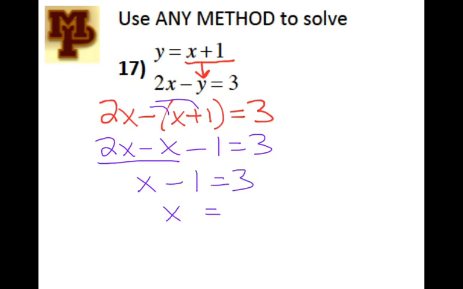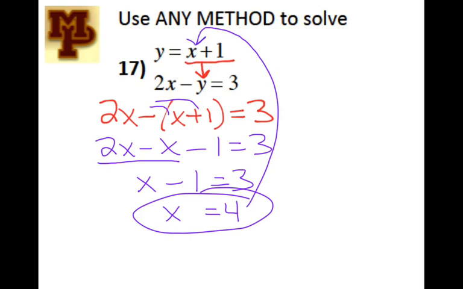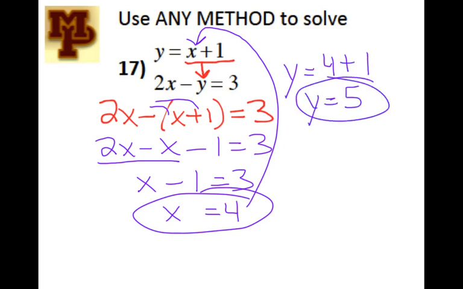2x minus x is just 1x, so just x, minus 1 equals 3. X equals, you add the 1 over, so x equals 4, and then you take that and you plug it in at the top equation, so we get y equals 4 plus 1, y equals 5. Put the two together, we got 4 comma 5.